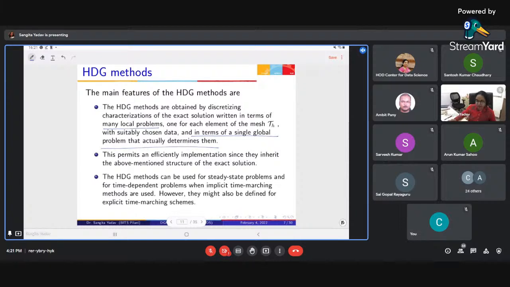The SDG method can be used for steady state problems and time dependent problems when implicit time marching methods are used. It is because these methods are going to be stable unconditionally, while explicit methods sometimes turn out to be unstable or even conditionally stable. So it is not a good idea to use explicit methods to solve time dependent problems.